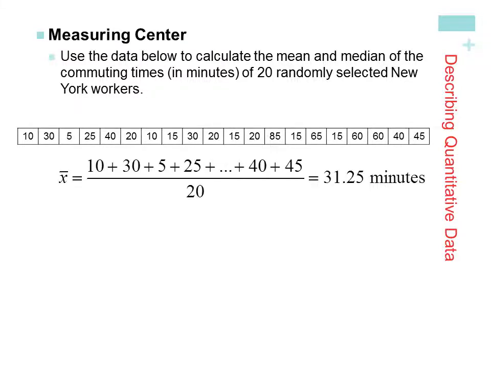So to find X bar, we're adding up all the values and dividing by n, which is 20. If you're asked to find the mean, you will have to show your work. You don't have to write out all the numbers, but you would just have to write out 10 plus 30 plus ... up to 45. That's only if you're asked to show your work. So the mean commuting time, the average commuting time, is 31.25 minutes.